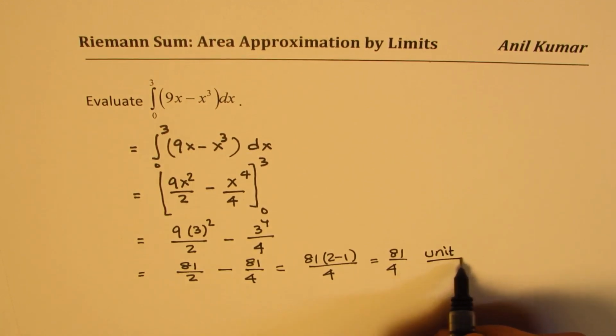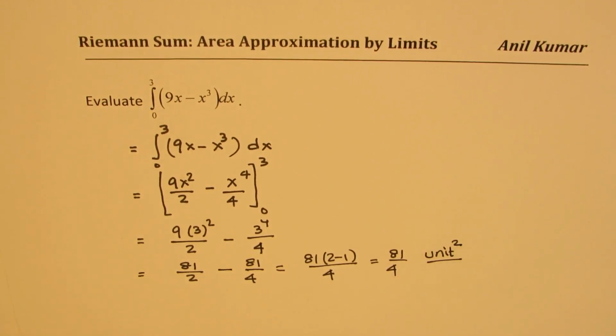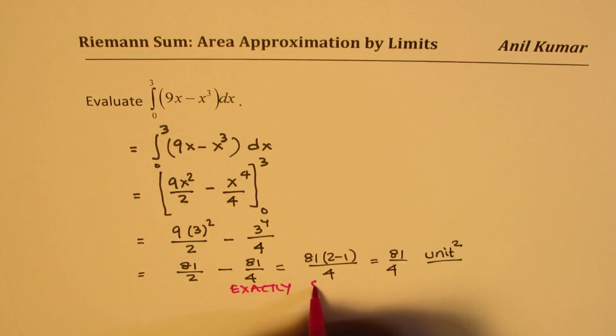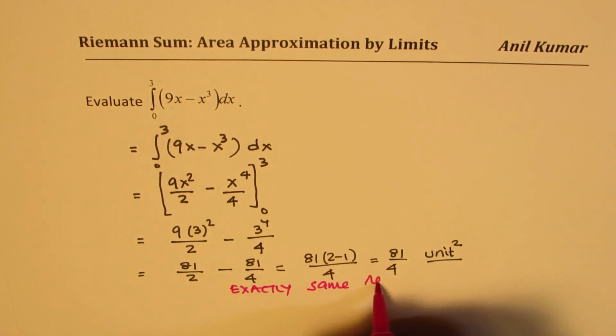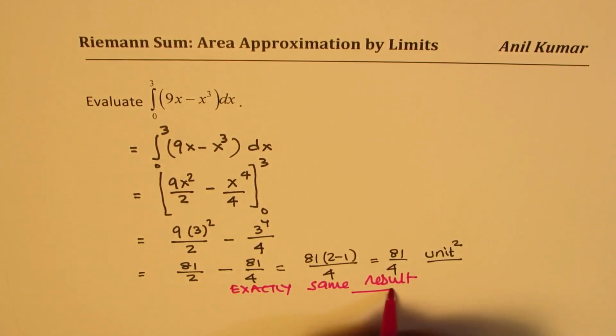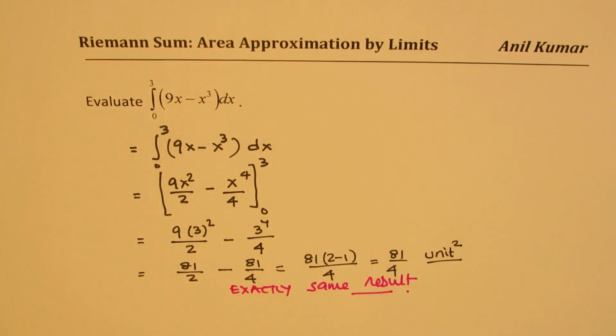Do you see that? So we get exactly the same result, right? So you can see how the two methods provide you with exactly the same result. So they are the right ways of doing area under a curve.